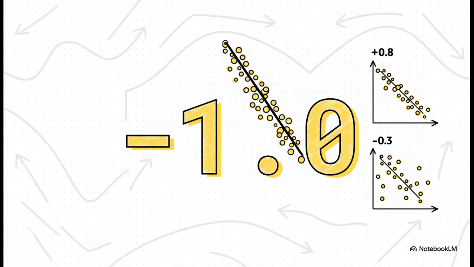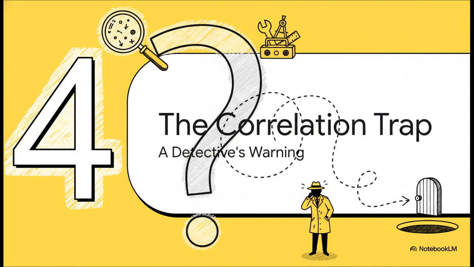And you can probably guess, -1 is the same thing, just in the other direction. It's a perfect negative correlation, a perfectly straight downward-sloping line. Any number in between, like a +0.8 or a -0.3, just shows a relationship that's not quite so perfect, and the closer that number gets to 0, the weaker the connection is. So, there we have it. Our toolkit is complete. We can see the data, find its direction, and even measure its strength.